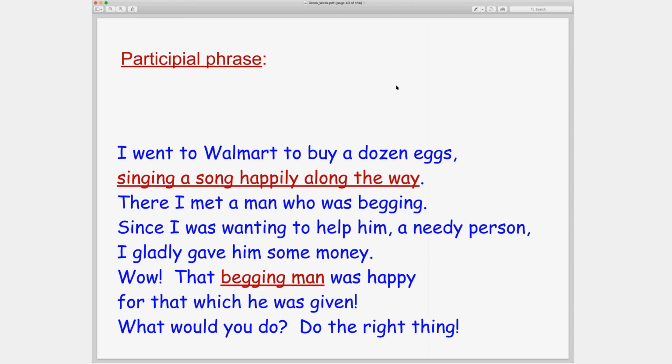A participial phrase is the participle and what it contains associated with it. Singing. Singing what? Singing a song. Singing how? Singing happily. Singing where? Along the way. Begging man would be the participial phrase in the second instance.